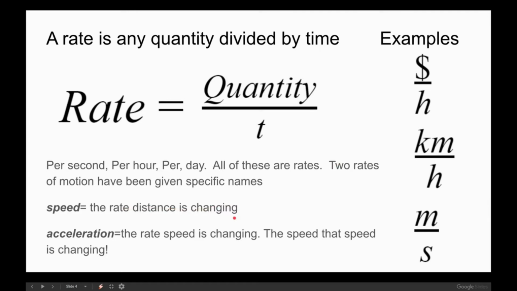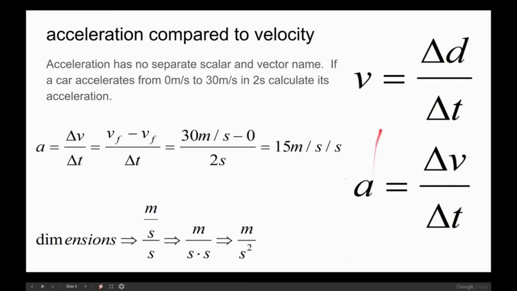Speed is the rate that distance is changing, and acceleration is the rate that speed is changing, or in other words, the speed that speed is changing. If we can write speed as distance over time, and acceleration is simply velocity over time, or the change of that. If I gave you a vehicle that could go from 0 to 30 meters a second in 2 seconds, calculating its acceleration is easy. V over t, expand your delta notation, show me the steps, you got an answer.